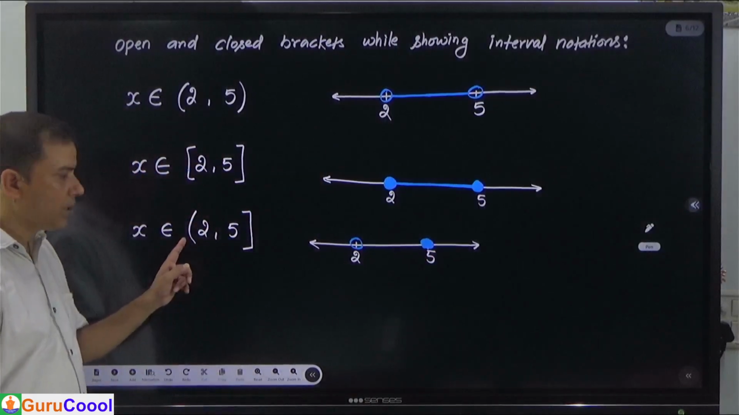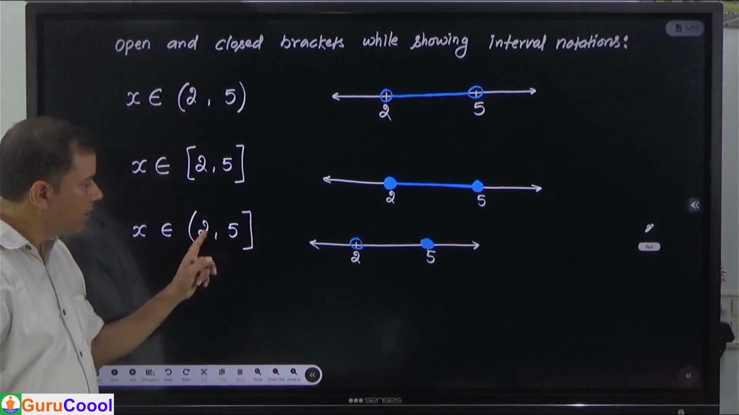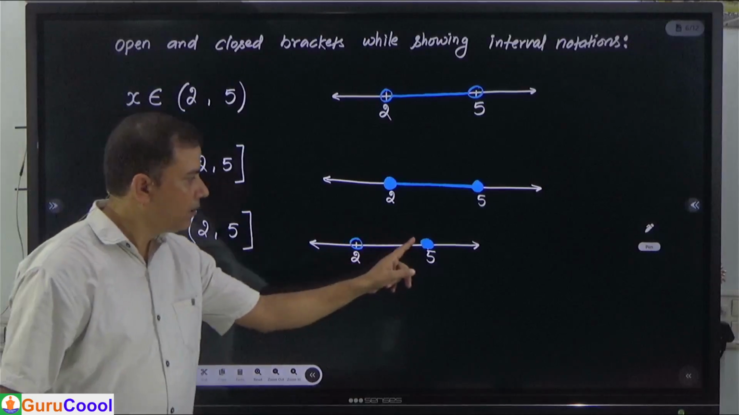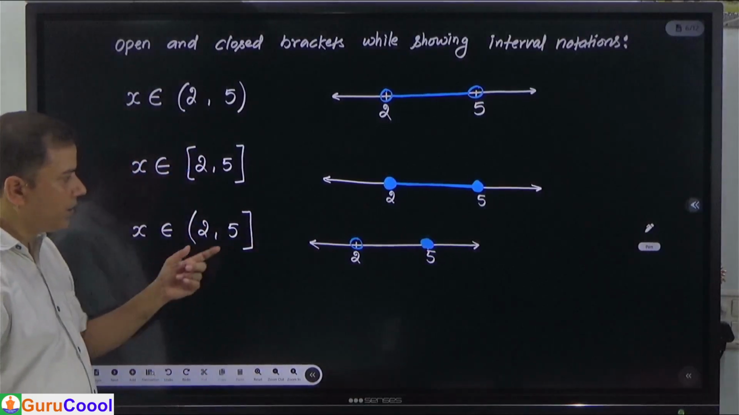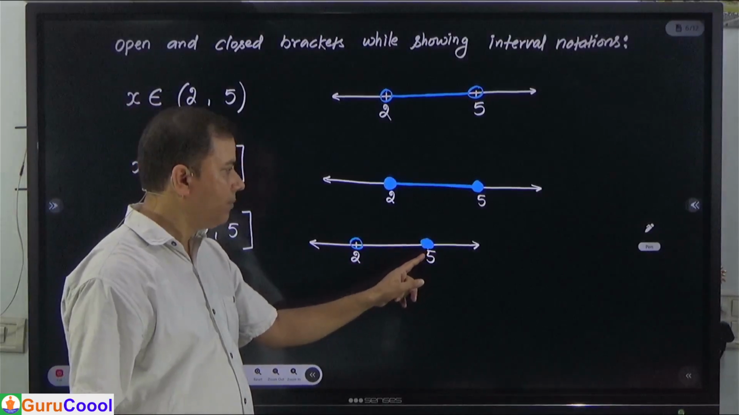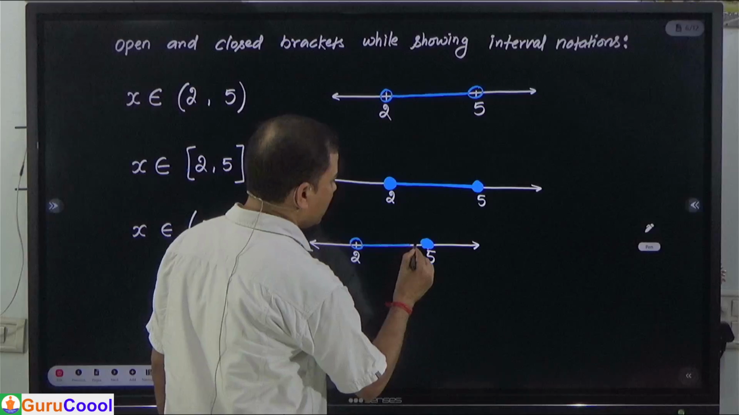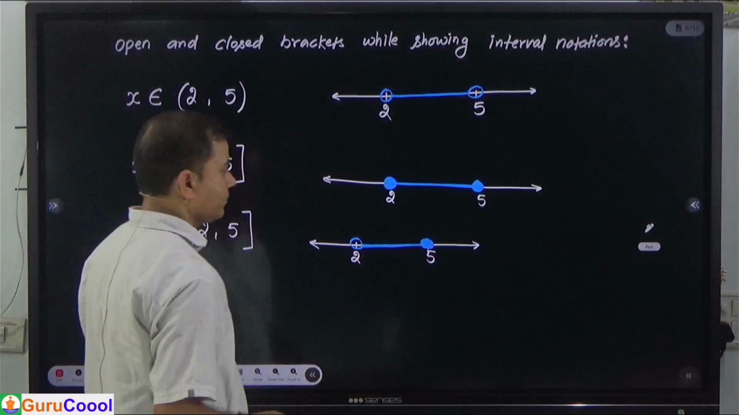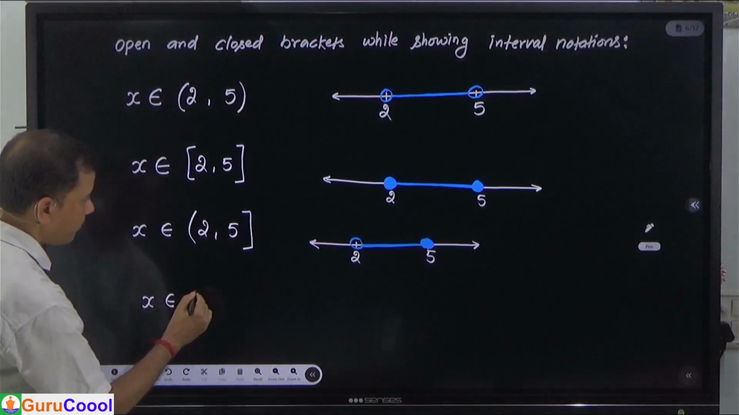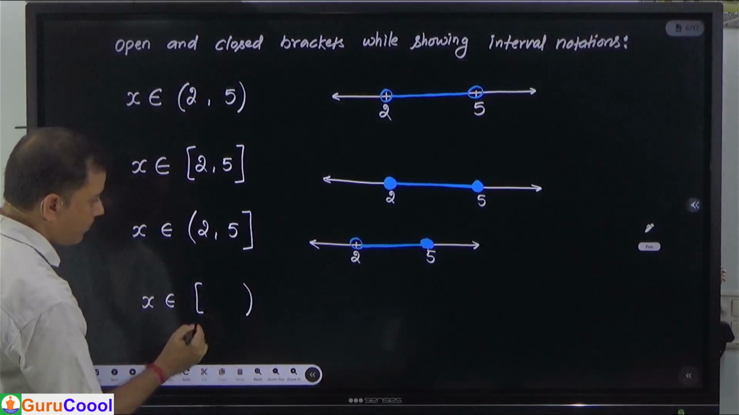Okay, this is open bracket, this is closed bracket. Open bracket is represented by an open circle, closed bracket is represented by a closed circle. So here X is not equal to 2 but X is equal to 5. At the same time X is equal to any other number between 2 and 5. X equals, let's say this way, left side is closed, right side is open.